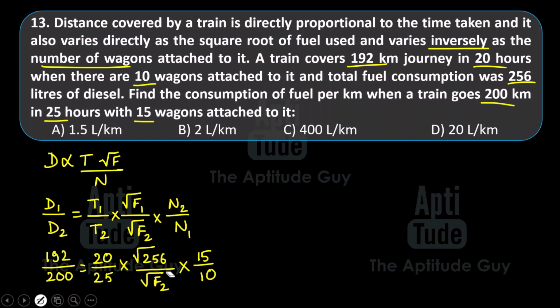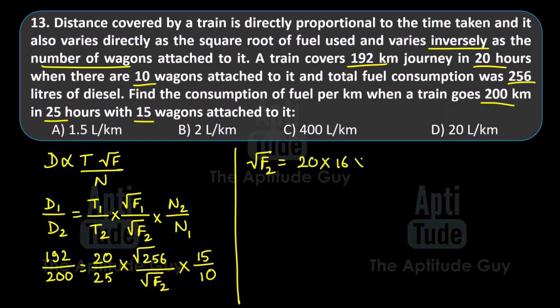This is a huge equation, but there is only one unknown. We can easily solve it. Let's see. So we have square root of F2 equals, we have 20 into square root of 256 is 16 into 15 into this 200 will come over here. Divided by, we have 25 into 10 into 192.